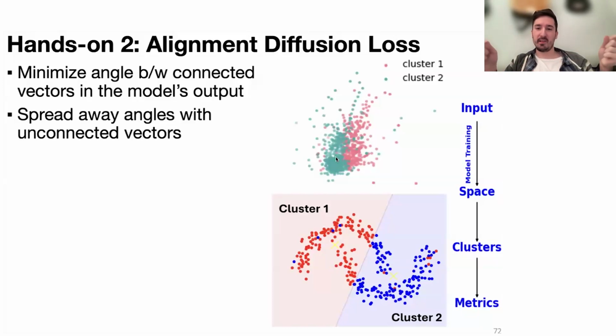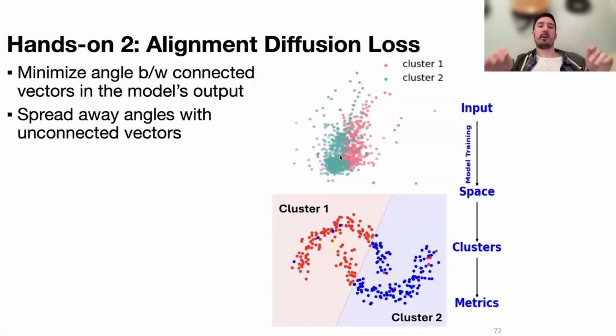This is just us bringing the connected vectors together, but not splitting them apart, right? So we need another term in the loss which diffuses the unconnected vectors apart. By unconnected vectors, I mean the red and the blue, for example. The red and the blue go through the model, they get a new vector, a new position in the model's output space. We want them to be far apart, right?